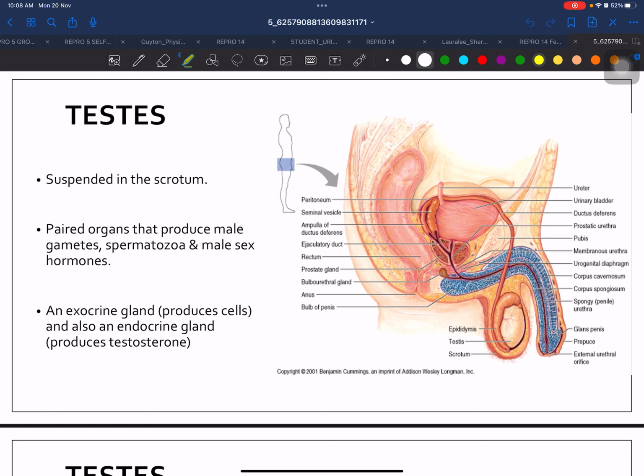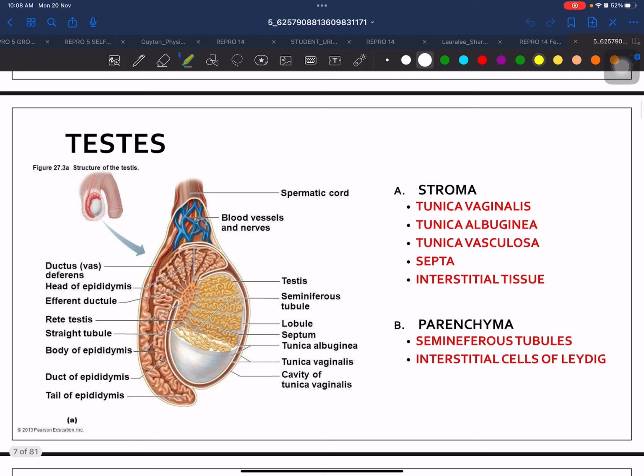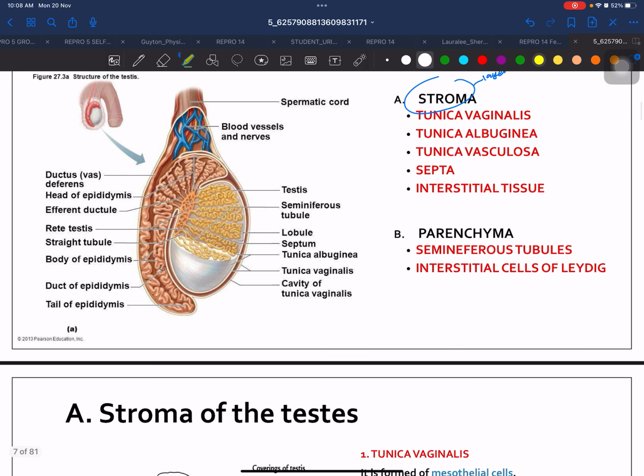So let's look into it. The testis can be divided into stroma and parenchyma. The stroma is the layers. The outer layer we call the tunica vaginalis, after the skin. Then we have the tunica albuginea, which is the layering that covers the testis mass.